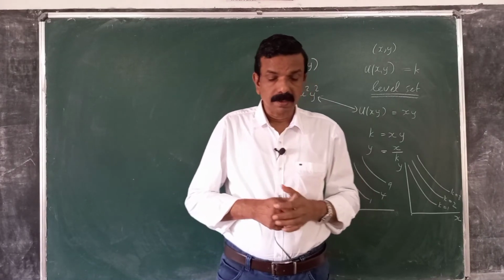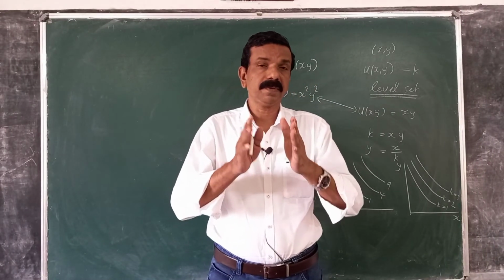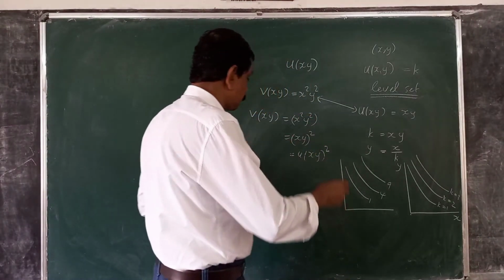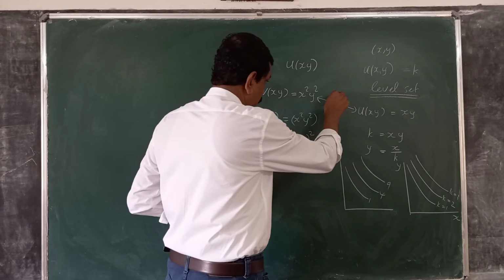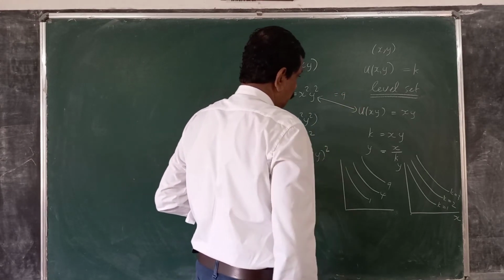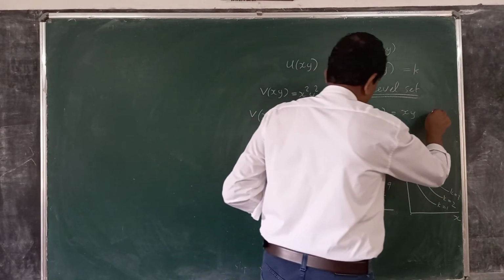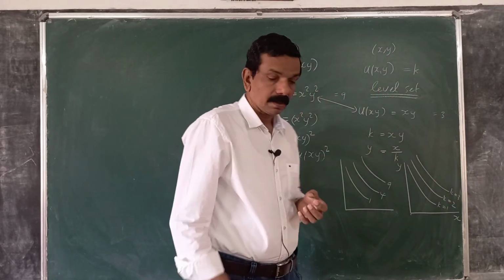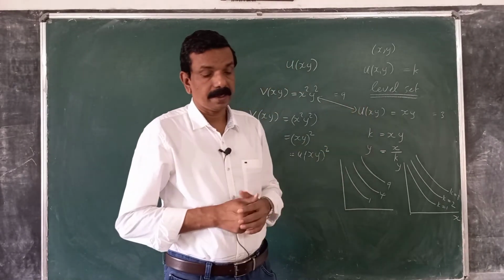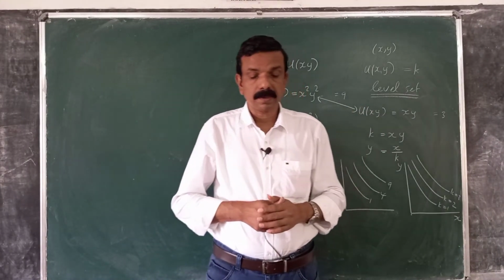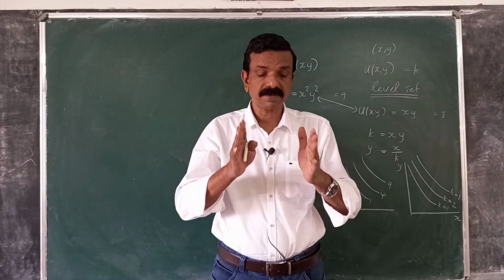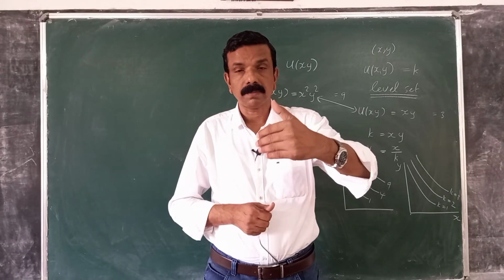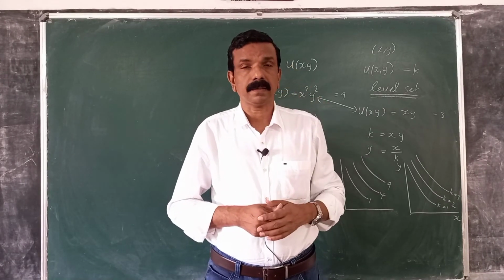Now the set of bundles that has V(x,y) equal to 9 will have a corresponding U(x,y) with a number equal to 3. 3 will be relabeled as 9. So both describe the same set of preferences, as the ordering of the bundles is identical.